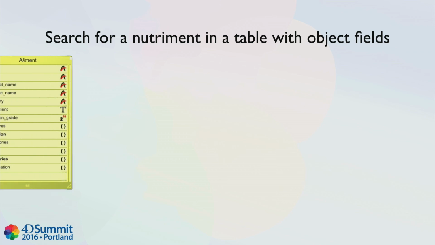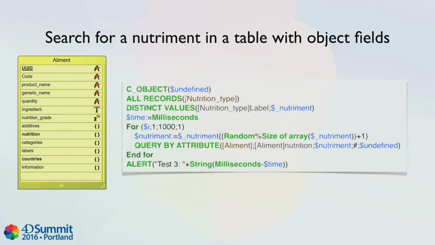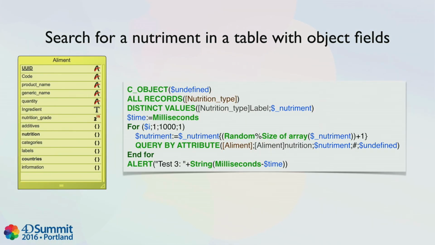The code to search vitamin C into the element table is like this, in a loop. And the time, 150 milliseconds, really quick compared to the relational database.